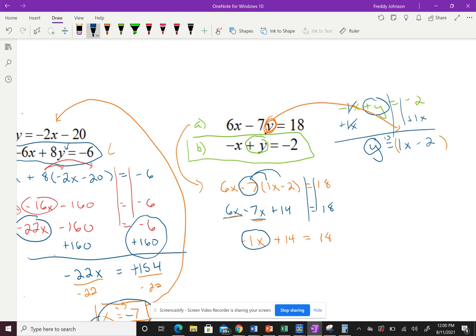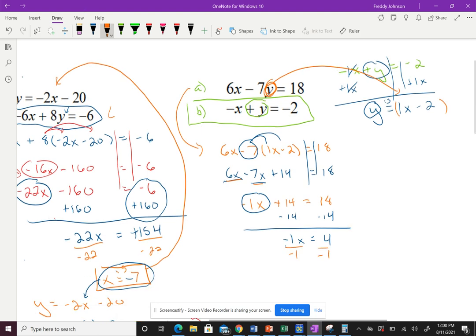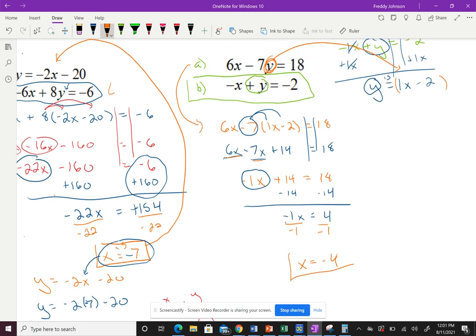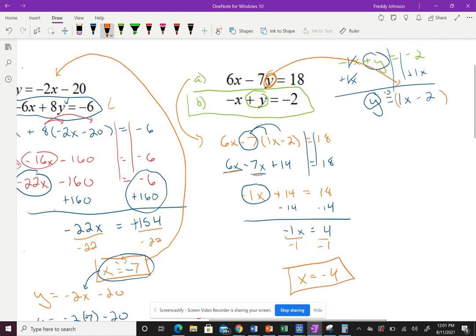Solve for x by subtracting 14. And I get negative 1x equals 4. Divide both sides by negative 1. And now I get an answer of x equals negative 4. All right. So once I have this, I can now know what x is.